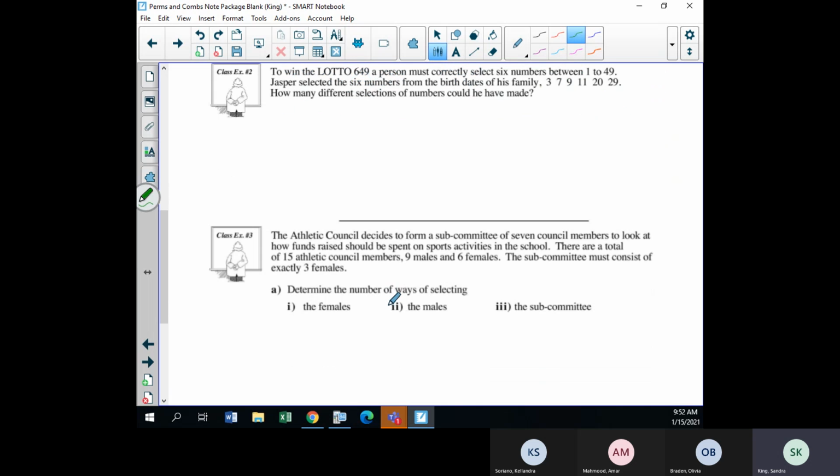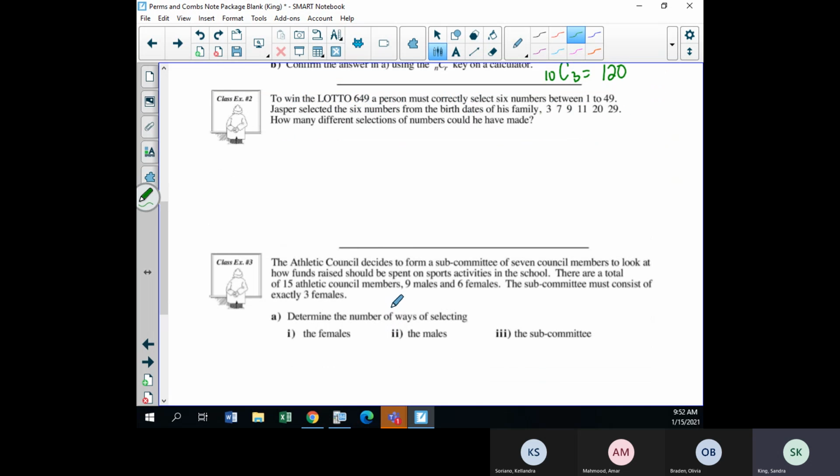Okay, let's do class example 2, which is the lotto 6/49. I'm going to tell you, you should go home tonight and ask your parents, because I bet most of them play the lottery, what are your chances of winning the lotto? 1 in how many chances? Okay, so after we do this question, you're going to know this.